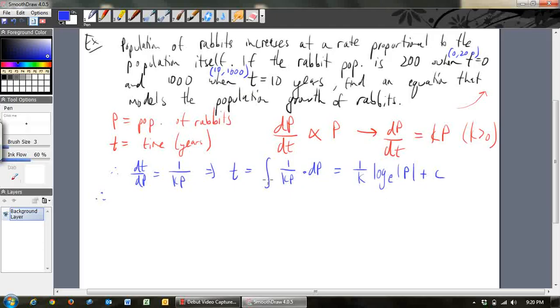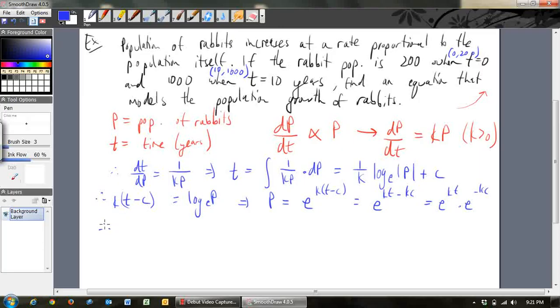let's solve this. Put the C on that side, so it'll be T minus C, multiplied by K. T minus C is equal to log E. Now this is modulus of P, but P is always positive. This population is always positive. You can't have a negative population. So that'll be just log E P. Therefore P is equal to E to the KT minus C, or E to the KT minus KC. Now this is all just constants. We've got a K and C, etc. So that's just equal to E to the KT times E to the negative KC.